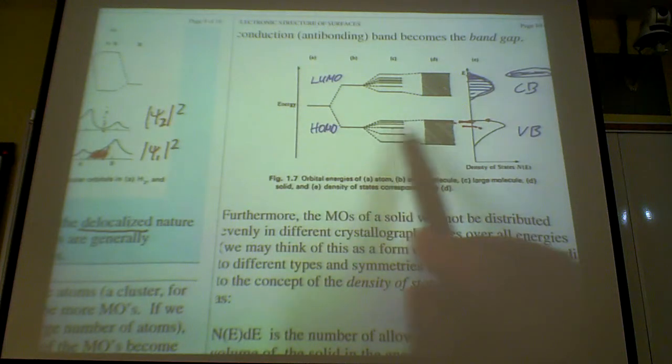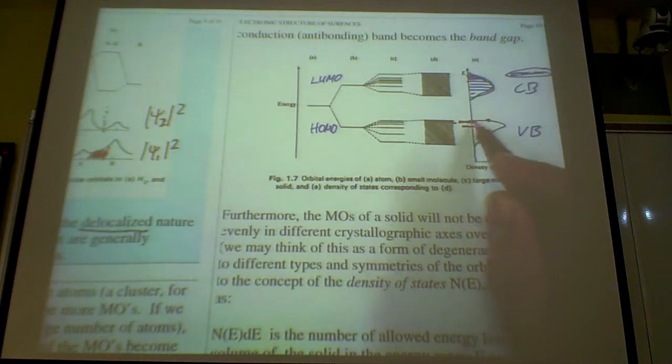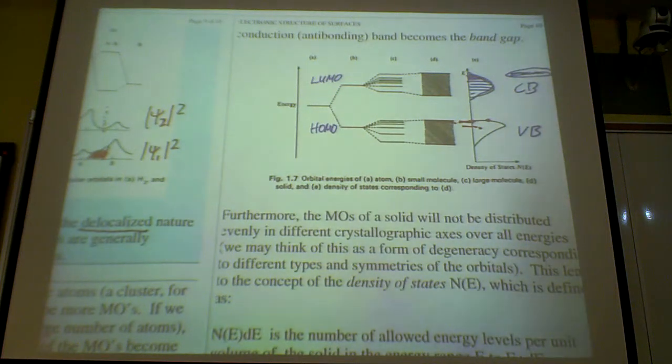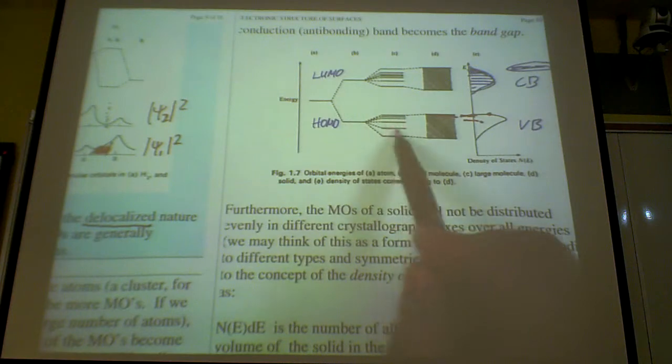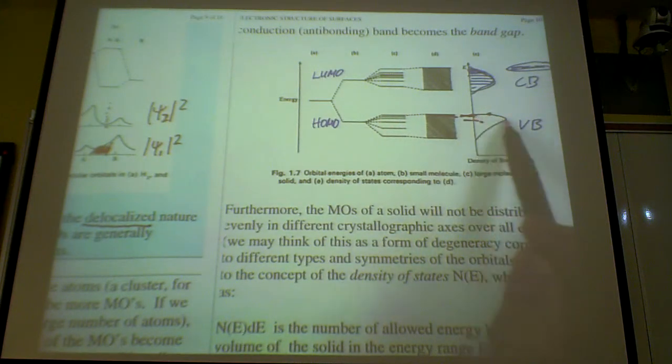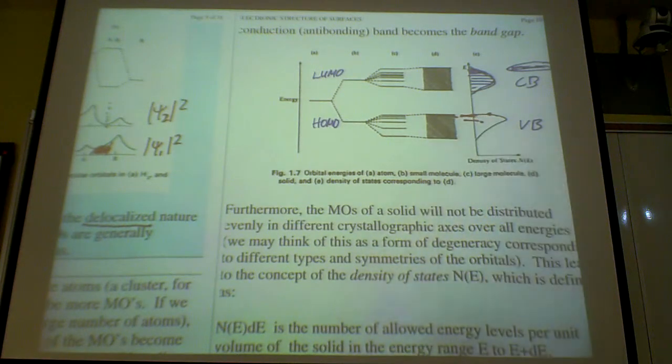So you can plot the number of energy levels that you have within a certain E plus delta E region. In some ways, the density of states is a degeneracy. You can think of it as kind of like the degeneracy at that energy. How many orbitals are available at that particular energy, per volume? That's the so-called density of states. Okay? So instead of plotting levels like this, I plot a curve like this, and this tells me the number of orbitals at that particular energy that I have.